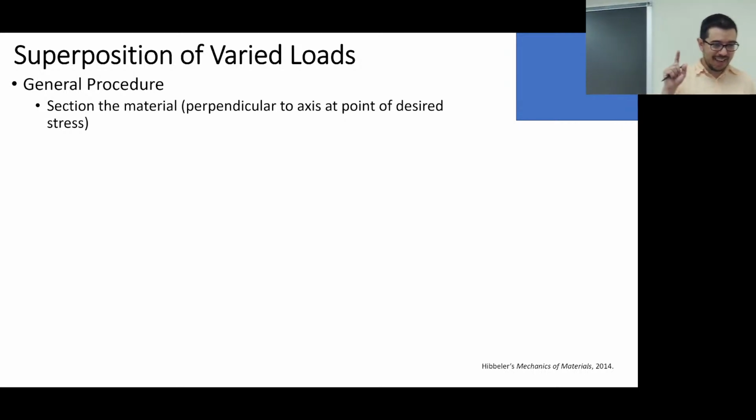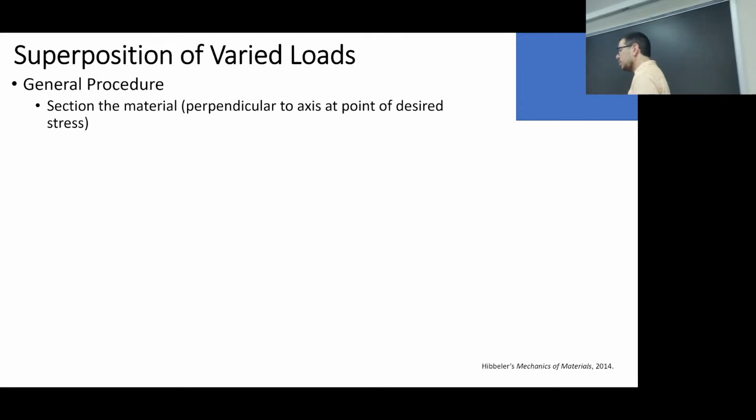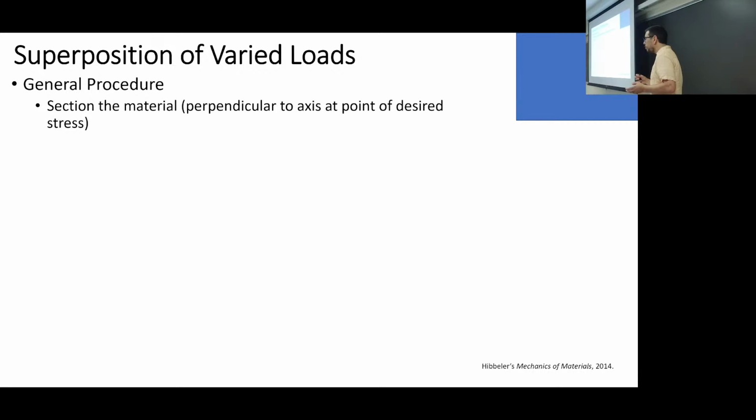Perpendicular to an axis at a point. Sometimes the stress doesn't vary across the cross section. Like I've got a bar and I'm pulling it with a force. For our intents and purposes, when I take a slice through that bar, in reality there could be some differences near the edges.